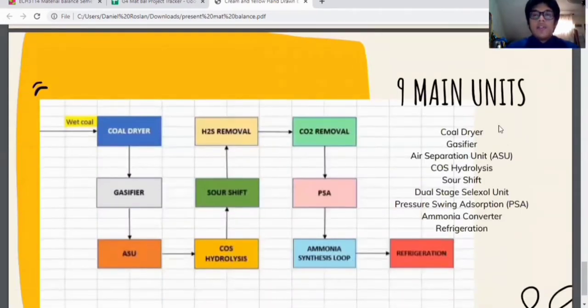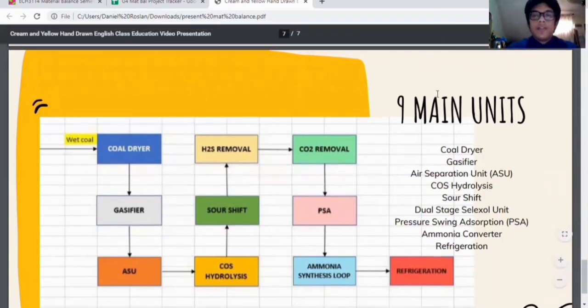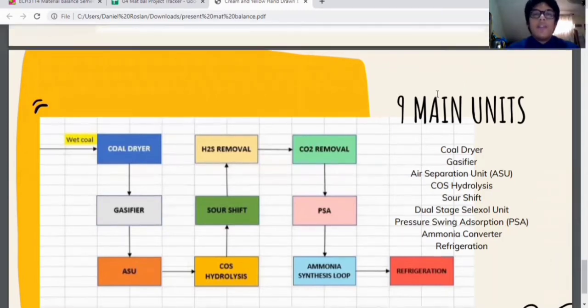So these are our main units for the production from wet coal to ammonia, which consist of coal dryer, gasifier, air separation unit, COS hydrolysis, sour shift, dual stage selector unit, pressure swing adsorption, ammonia converter, and also refrigeration. The next part will be presented by my colleague.